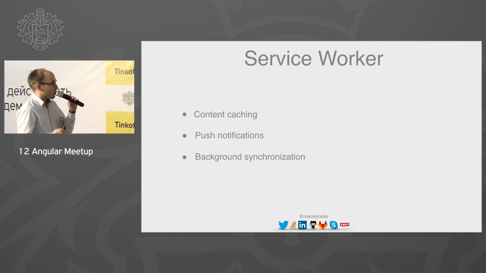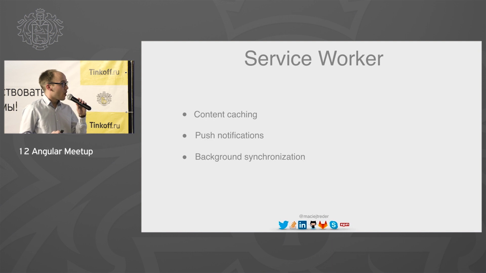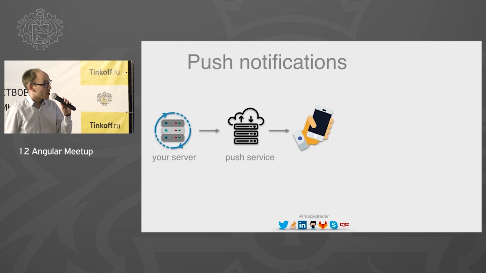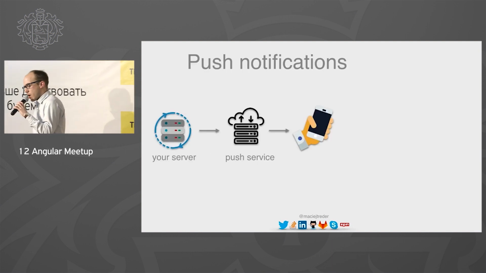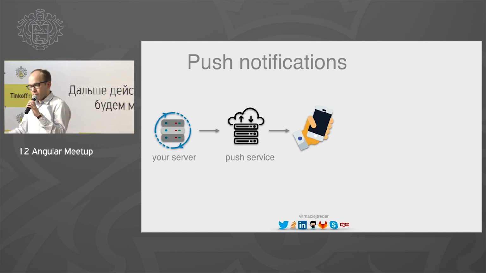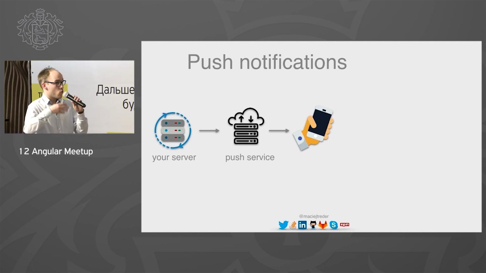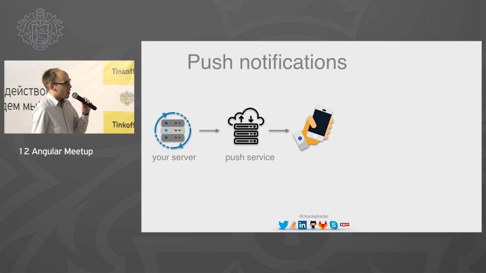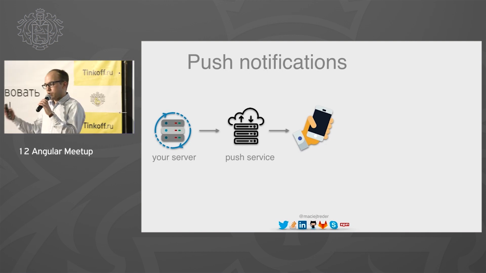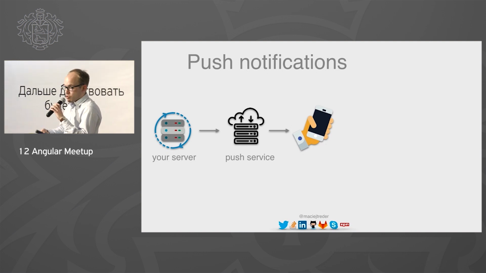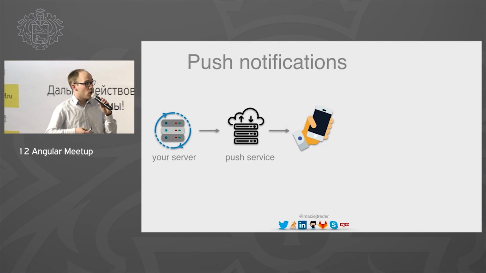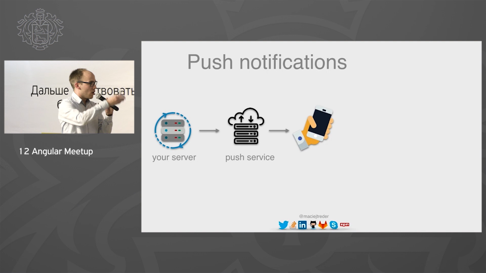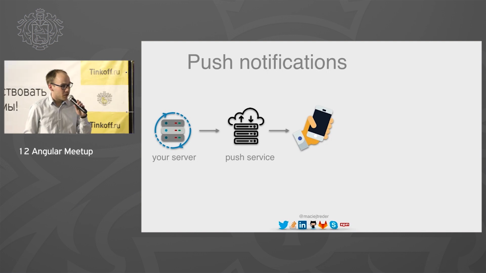Okay, so that was about content caching. Let's go to push notifications. I think that a lot of you know how to use them and what a push notification is. They are mostly seen in native apps. But nowadays we can also put them into websites, into progressive web apps, and use them on the desktop as well as on mobile devices.